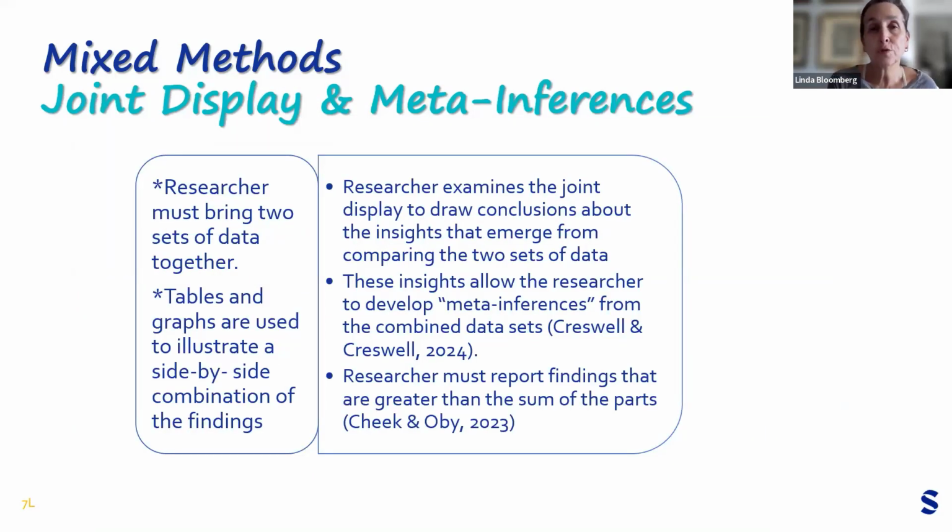So there are two concepts in mixed methods that are really important. Firstly, the researcher must bring two sets of data together, and to do that, tables and graphs are used to illustrate a side-by-side combination of the findings. The researcher examines the joint display to draw conclusions about the insights that emerge from comparing the two sets of data. These insights allow the researcher to develop what is called meta-inferences from the combined data sets.